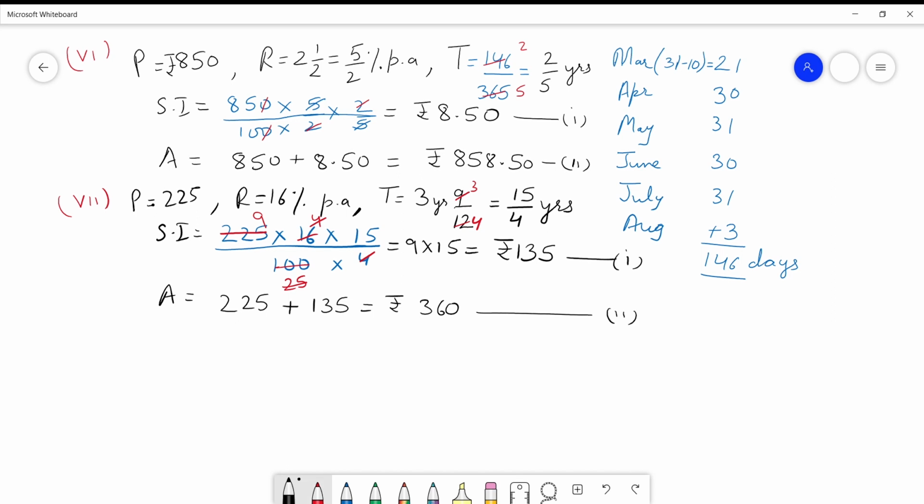Now I'm coming to the question number 2. Question number 2 is on what sum of money? Now sum of money means principal, and this principal is not known to us.